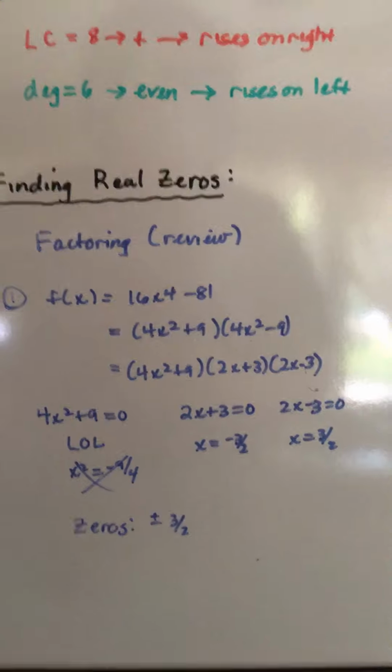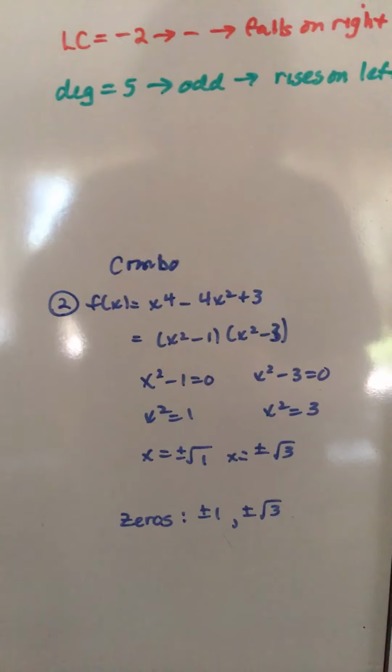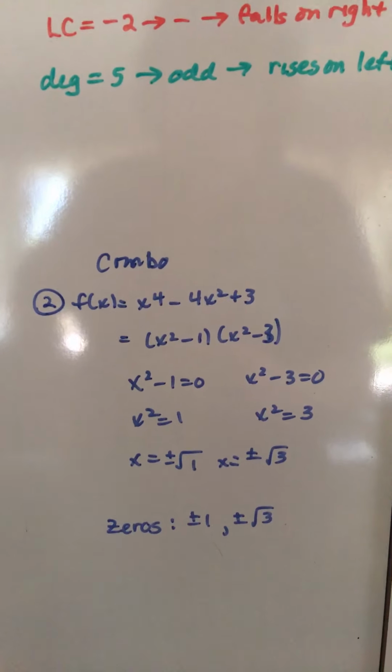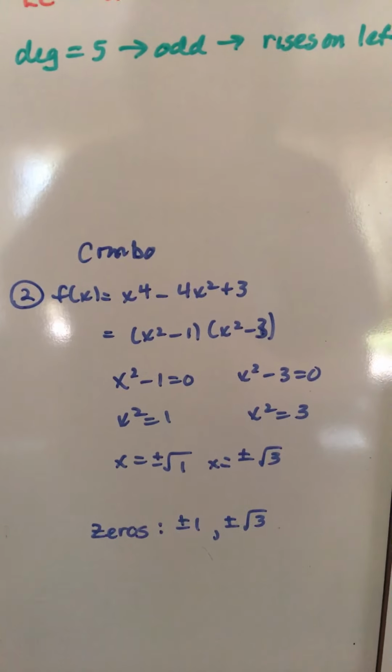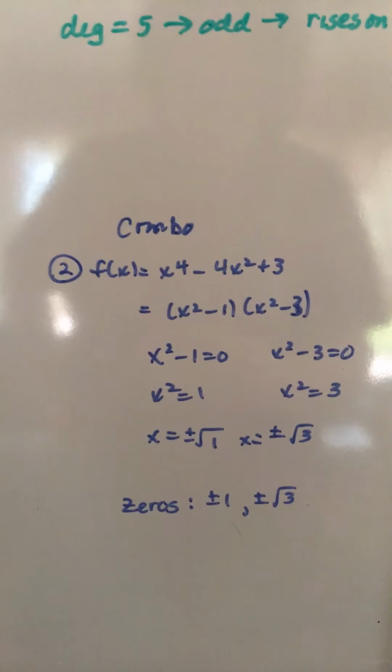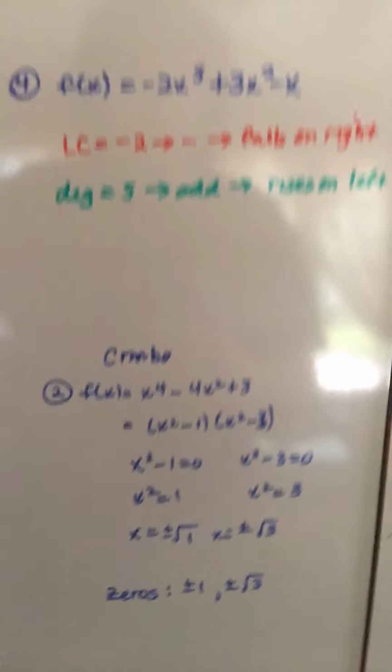What in real life do we do? We go to this next one. You go ahead and factor, and you say, oh, wow, there's no x term. Set them equal to 0. x equals plus or minus the square root of 1, which you know is 1. And x equals plus or minus the square root of 3, which stays 3.